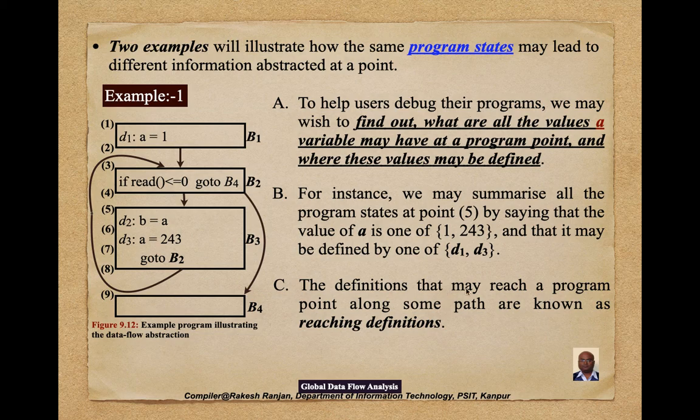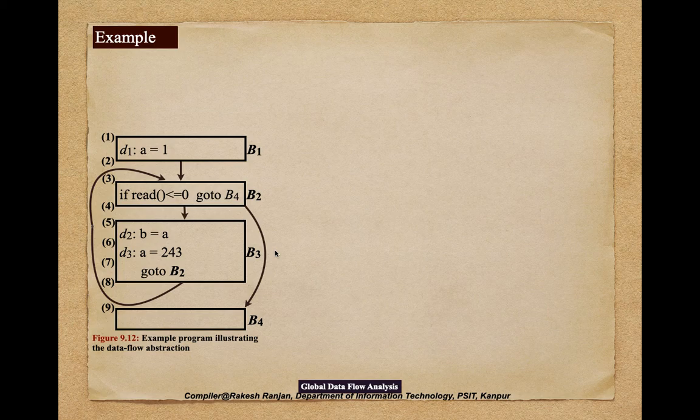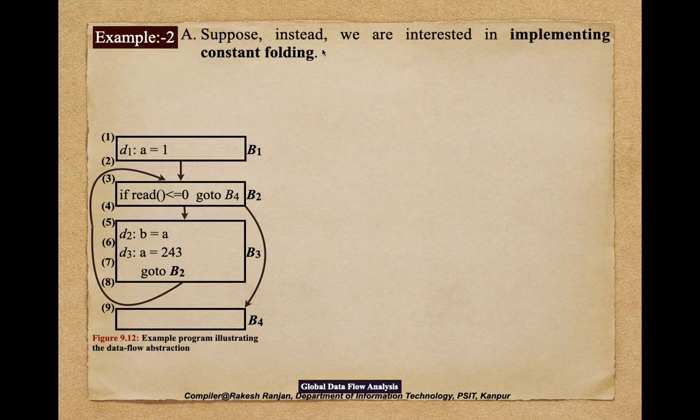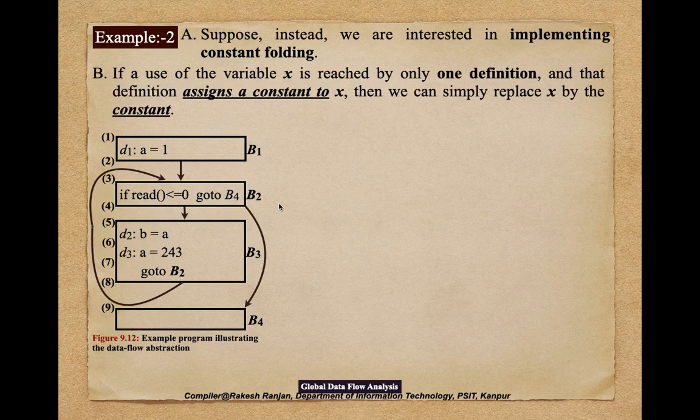नेक्स्ट, the definition that may reach a program point along some path is known as the reaching definition. तो ये reaching definition के थ्रू ये यहाँ पर reach हो रहा है. तो एक ये चीज़ आपकी हो सकती है कि ए की वैल्यू हम लोग यहाँ पर देखना चाहते हैं. नेक्स्ट एग्जाम्पल ऐसा हो सकता है कि सपोज इंस्टीड वी आर इंटरेस्टेड इन इम्प्लीमेंटिंग द कांस्टेंट फोल्डिंग. यहाँ पर हम लोग कांस्टेंट फोल्डिंग करना चाहते हैं.